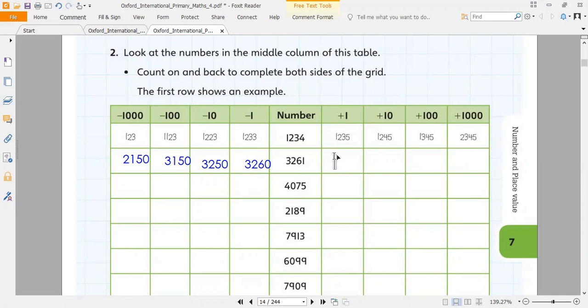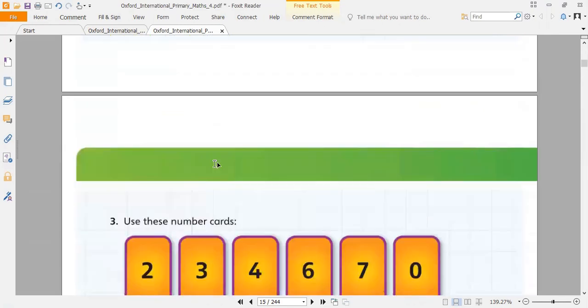With plus 1 on 3,261, it will be 3,262. If we add 10 to it, it will be 3,272. Adding 100 to it, it will be 3,372. And if you add 1,000 to it, it will be 4,372. It is a bit easy exercise.